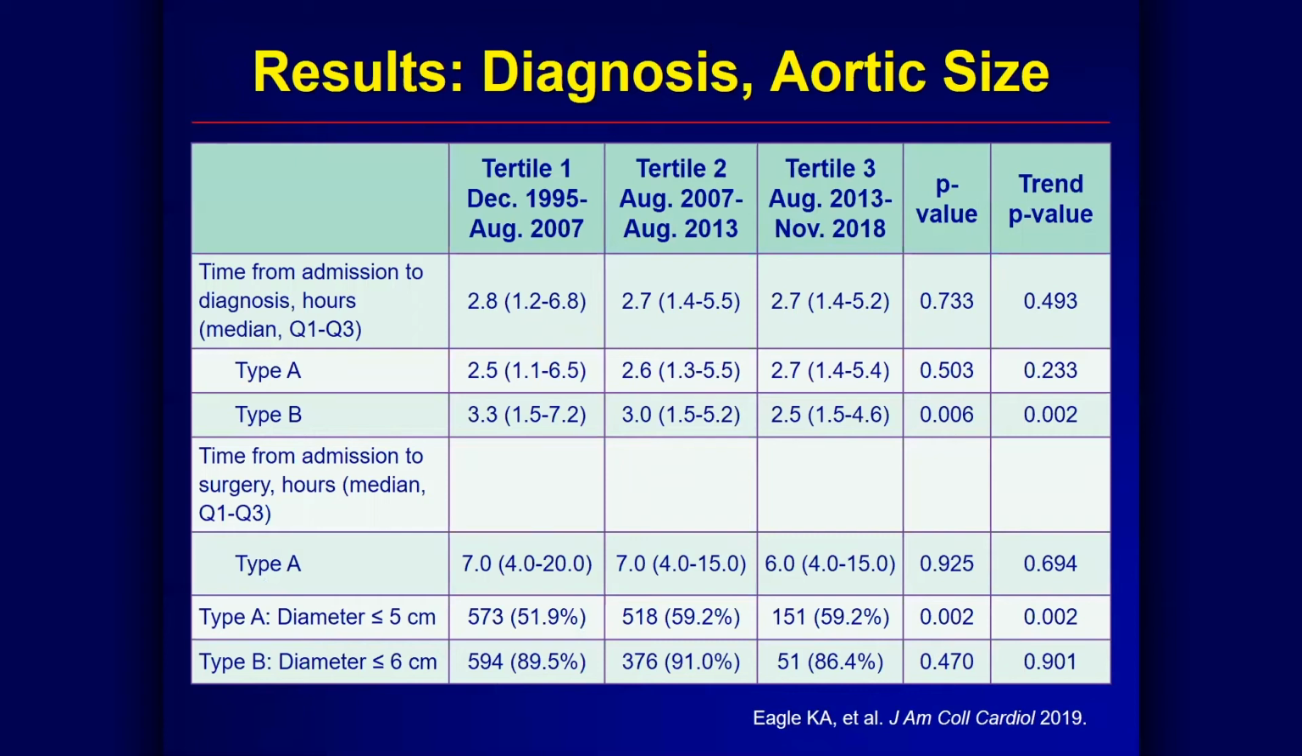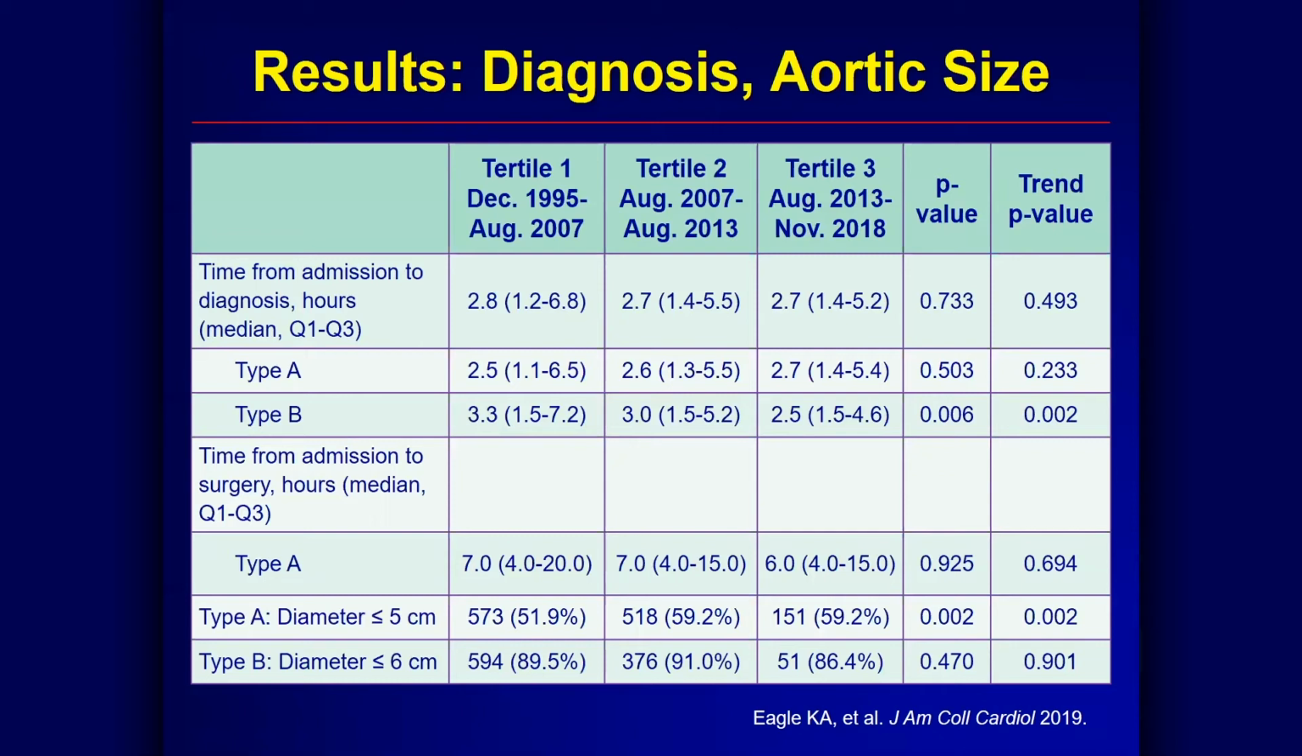I think this slide illustrates one aspect of this that might be relevant. The top part of the graph looks at time from admission to diagnosis. And for type A dissection, this has really not changed over the last 20 years. It's about 2.5 hours. What has occurred is the time to diagnosis in type B has improved.